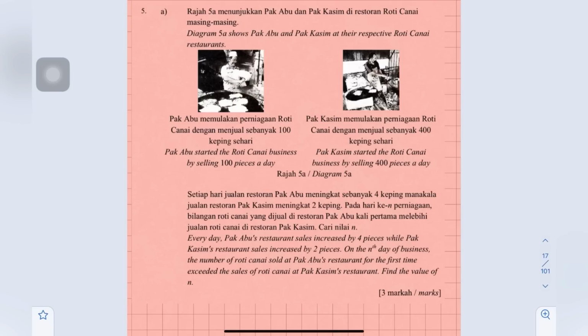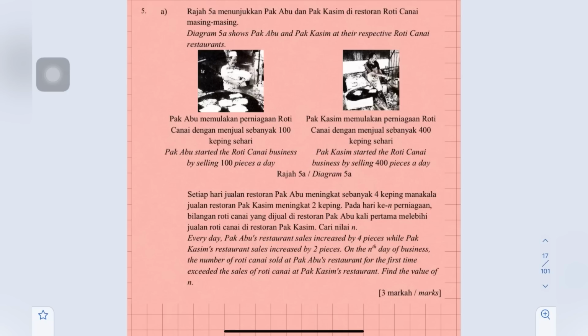Number 5A. Diagram 5A shows Pak Abu and Pak Kasim at their respective roti canai restaurants. Every day, Pak Abu's restaurant sales increased by 4 pieces, while Pak Kasim's restaurant sales increased by 2 pieces. On the nth day of business, the number of roti canai sold by Pak Abu's restaurant for the first time exceeds the sales of roti canai at Pak Kasim's restaurant. Find the value of n.